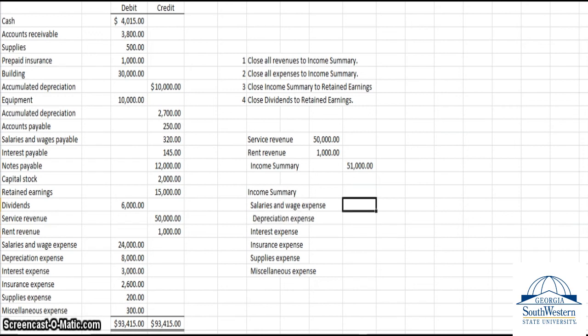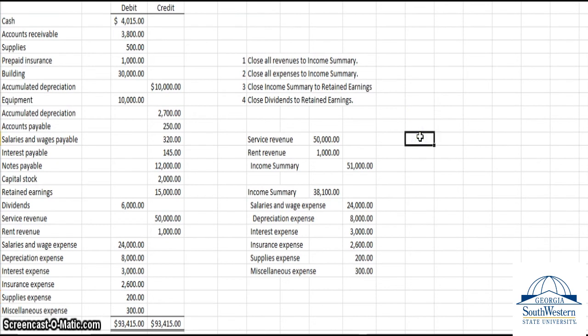So let's put in our credit amounts because they're debit, so we're going to credit them all. So we had 24,000, 8,000, 3,000, $2,600, $200, and $300. Okay, we just add all those together to get the totals, and that total comes to $38,100. So that's the amount we're going to debit income summary by. That's step 2. We've closed all the revenues, we've closed all the expenses. Now it's time to close that income summary.